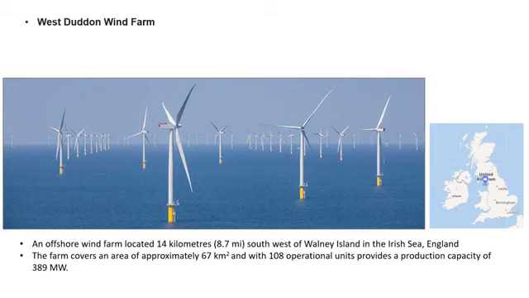The wind farm gets its name from a large sand bank uncovered at low water in the mouth of the estuary of the River Duddon to the north of the Furness Peninsula. The farm usually lies to the southwest of the Duddon Sands and covers an area of approximately 67 square kilometers. The farm has 108 operational units providing a production capacity of 389 megawatts.